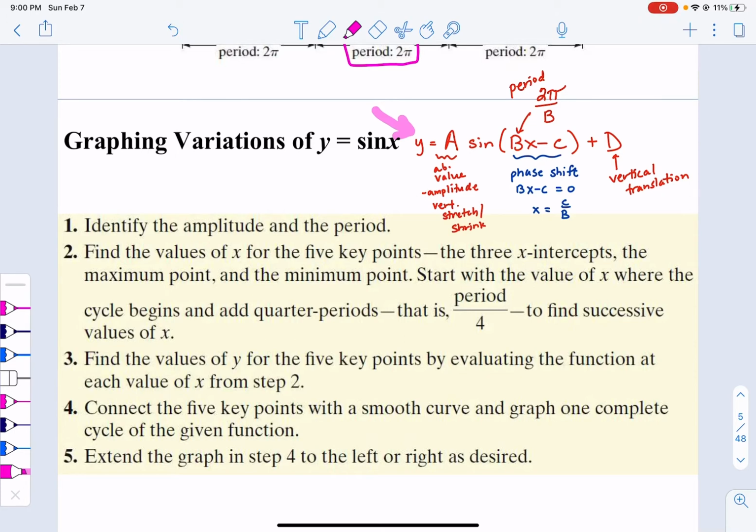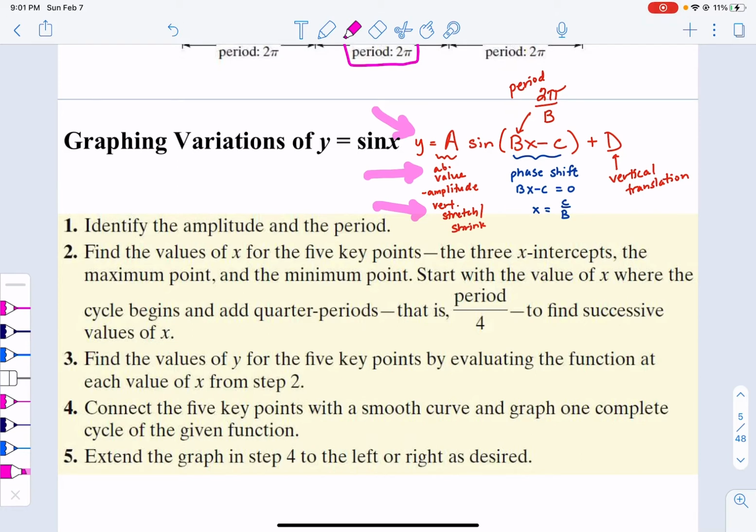Number 1 says to identify the amplitude and the period. Now your amplitude is going to come from that a value in the front. That's something that's being multiplied with your sine function. As I said, you're looking at the absolute value of the amplitude, meaning the number itself, not caring if it's positive or negative. That's going to tell us if we have some sort of vertical stretch or shrink. That means it's going to get really tall or really short in terms of looking up and down.